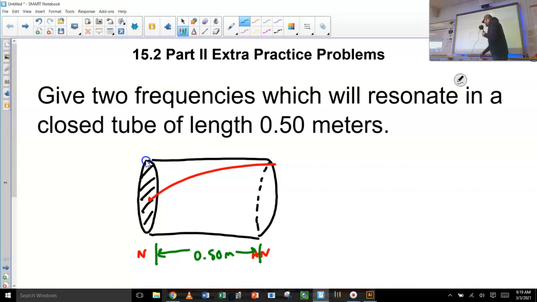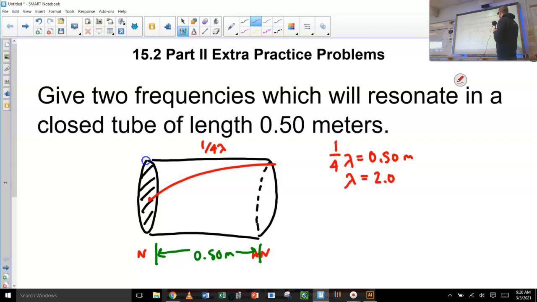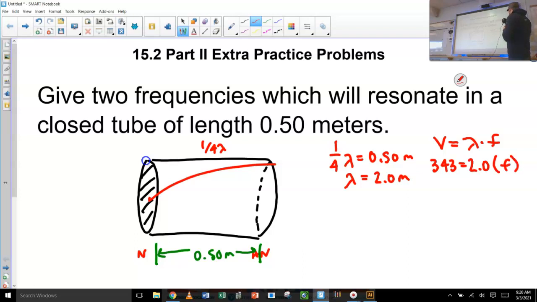So this is 1/4 of a wavelength. So 1/4 of a wavelength is equal to 0.50 meters. That means that one wavelength is equal to 2 meters. Then I can use velocity is equal to wavelength times frequency, the speed of sound. The wavelength we just found was 2, and now I can figure out what frequency that is. So I take 343 and I divide by 2, and you get 170 hertz. So there's frequency number 1 that will work in there.